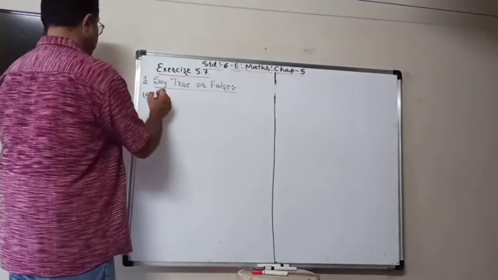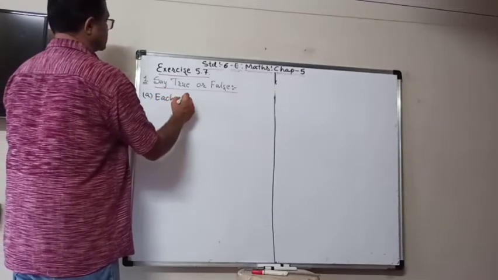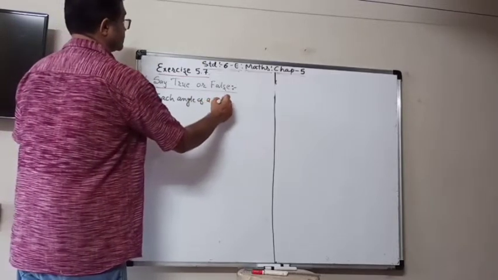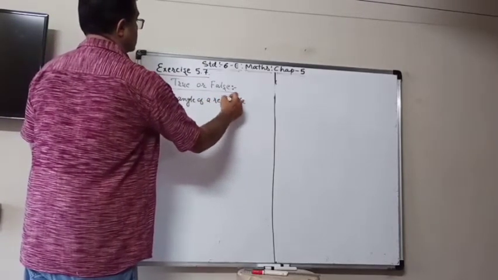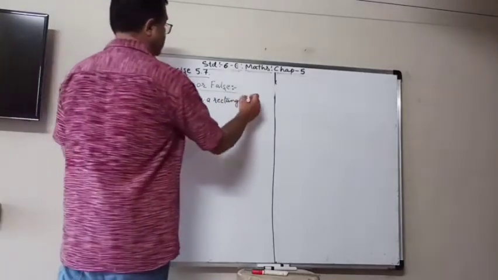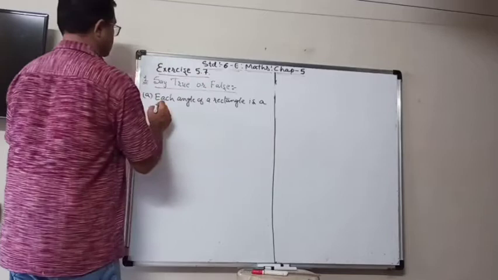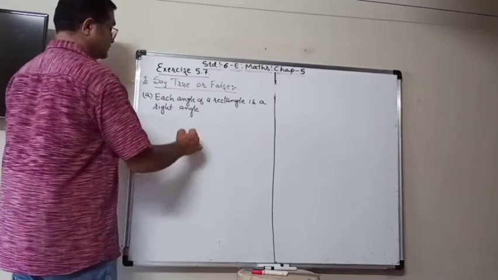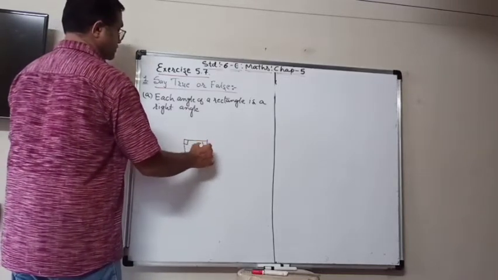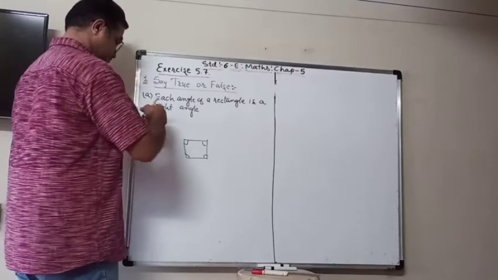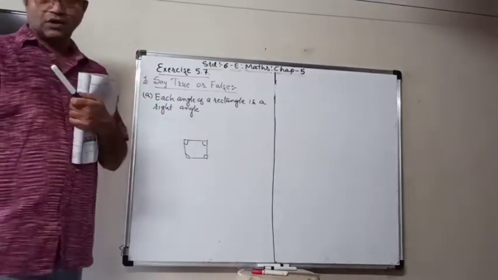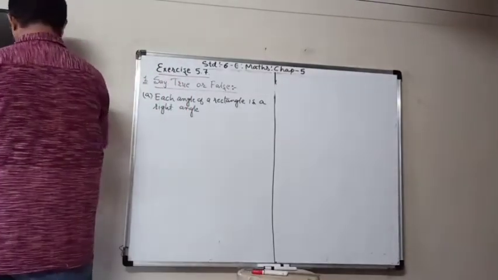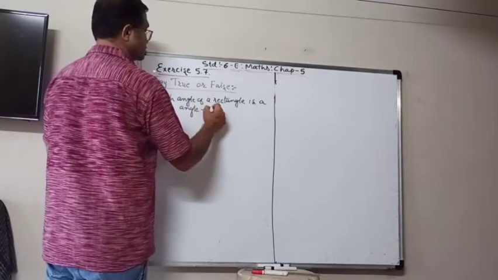First one: each angle of a rectangle is a right angle. Now we know that in a rectangle all the angles are right angles. So the statement is true.